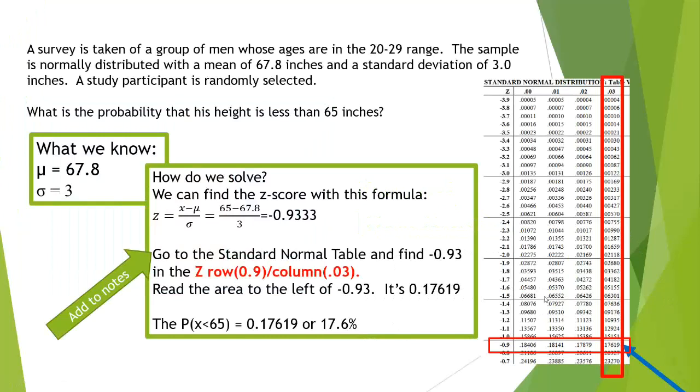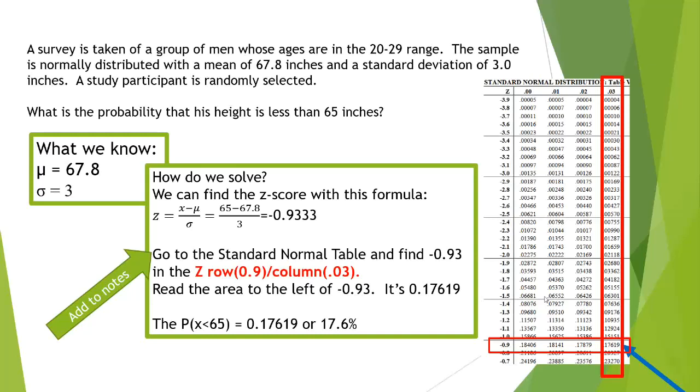We have a survey taken. You got a group of men in the age ranges of 20 to 29. We're given that the sample is normally distributed and that the mean of the sample is 67.8 inches and there's a standard deviation of 3 inches. A study participant is randomly picked, and we want to know what is the probability that his height is less than 65 inches. So first of all, you need to write down what you know.